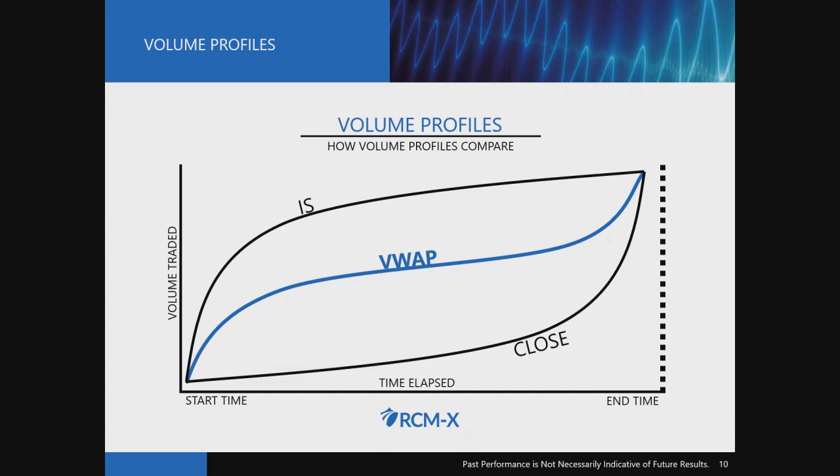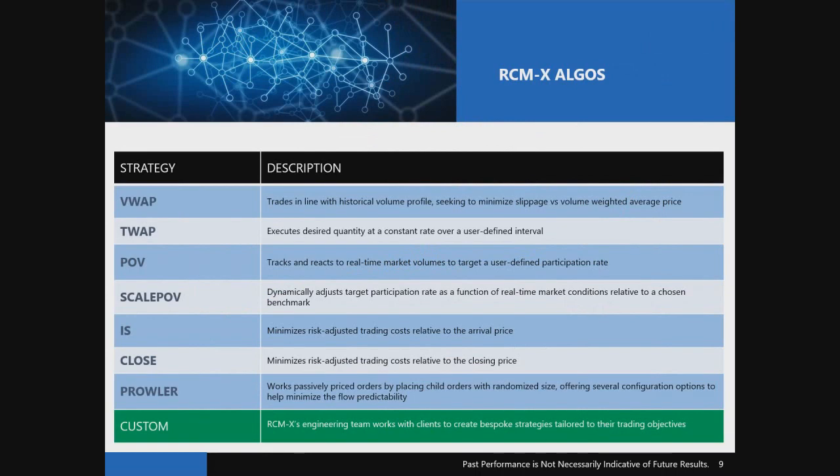So it's going to trade a lot faster up front and then slow down as it gets towards the end of the order. Close is the mirror image of that, where it's going to come in slow and then try to ramp up volume as it gets towards the end of the order, which is most oftentimes into the close of the day. Now, if we go back and we look at the dynamic algos, those include POV, scale POV, and Prowler. And unlike the scheduled algos, the dynamic algos don't have a schedule at their base, and they're trading based off the current day's trades and market data.